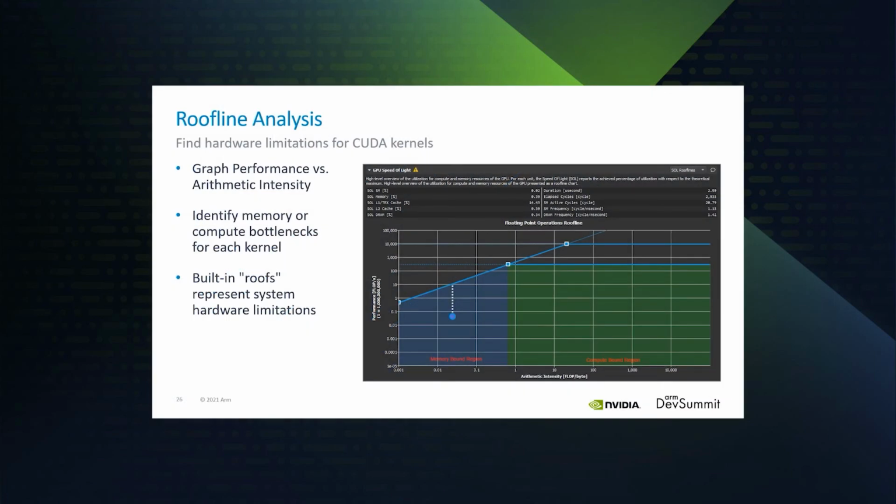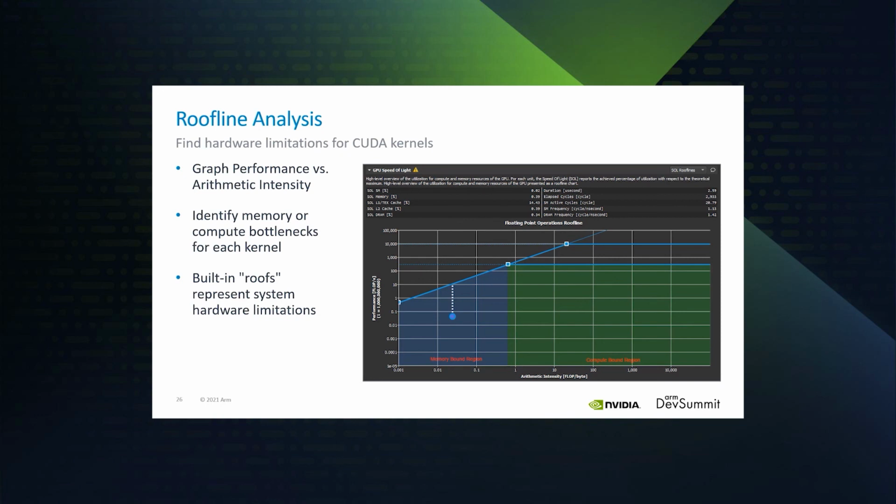One new feature is the addition of roofline analysis. Roofline analysis helps you find hardware limitations for your CUDA kernels from the memory hierarchy. There's a lot to get into to understand roofline analysis, but just giving a brief overview, what you're doing is graphing the performance versus the arithmetic intensity of a kernel. Essentially, how often are you accessing memory for every calculation that you do?